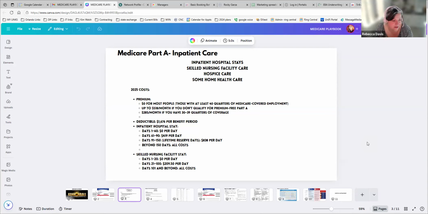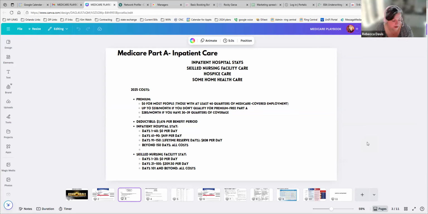$285 a month. Now, let's say you've never worked, but you're married and your spouse has worked all those years. You can get Part A coverage through their work history when you pick up your Medicare. So keep that in mind. If somebody's never worked, don't just instantly think that they got to pay for it. If they're married, if they have a spouse, they can generally qualify off of their married spouse.